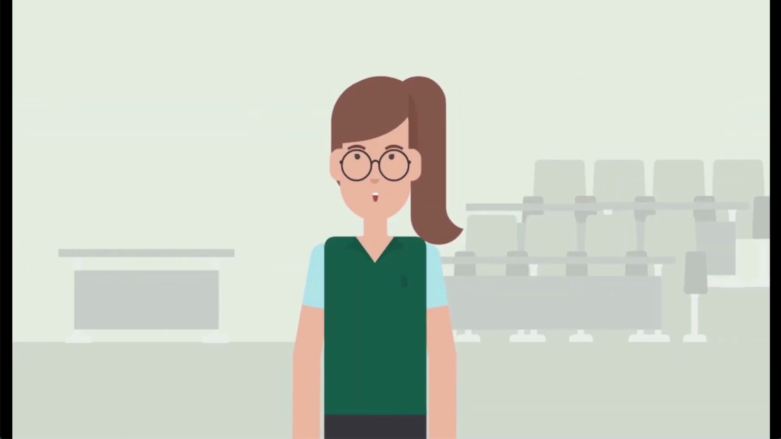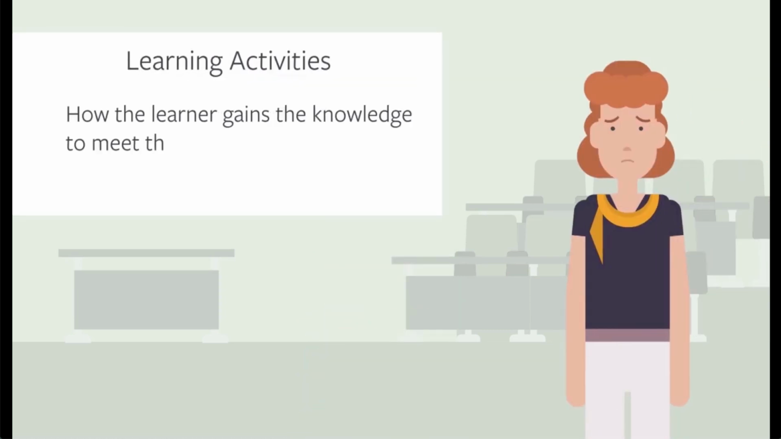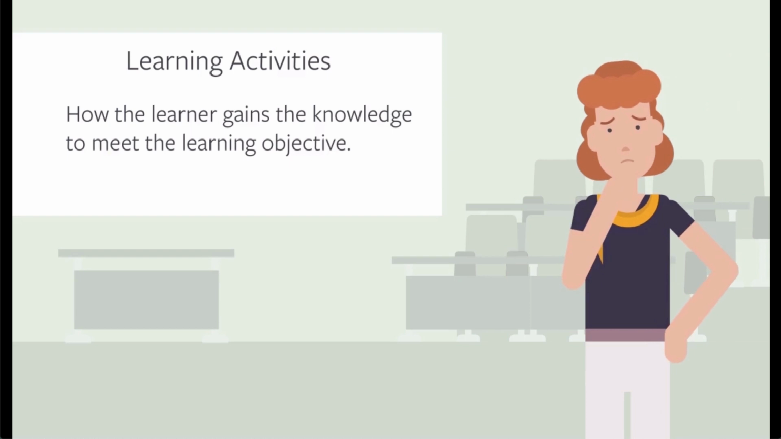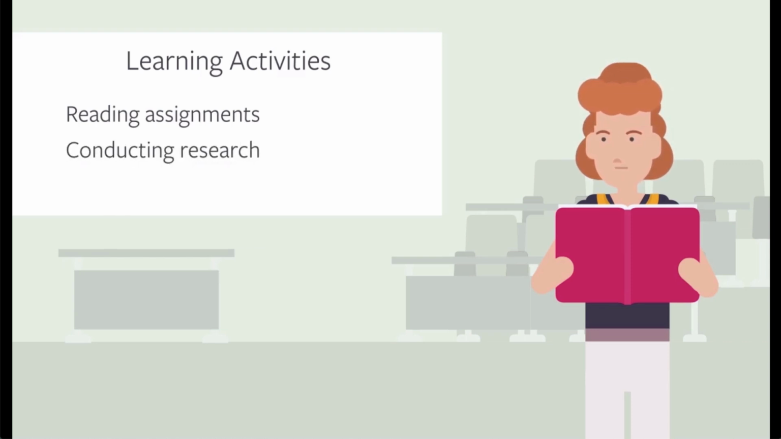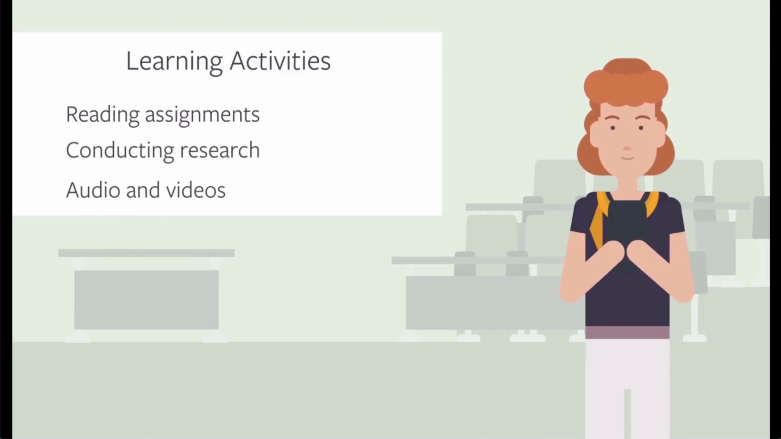So we've talked about learning objectives and how to measure them, but there's one more thing to help ensure learning objectives are achievable: learning activities. The learning activities are how the learner gains the knowledge to meet the learning objective. Some effective learning activities include reading assignments, conducting research, and watching the instructor lecture videos. Providing the right input sets the learner up for success.